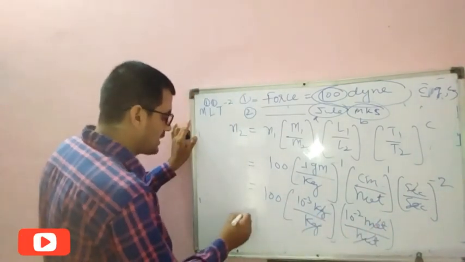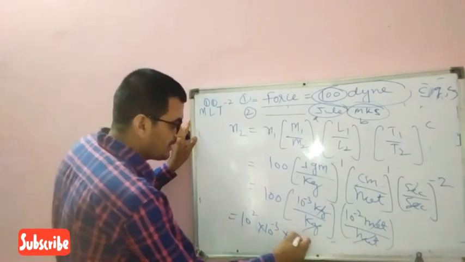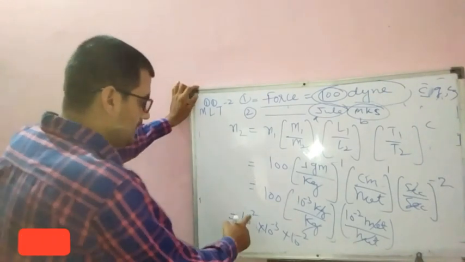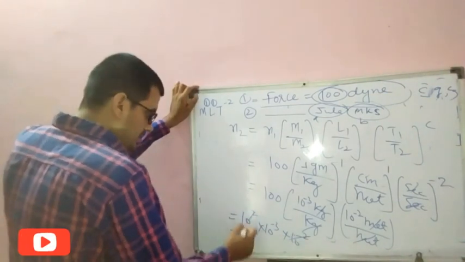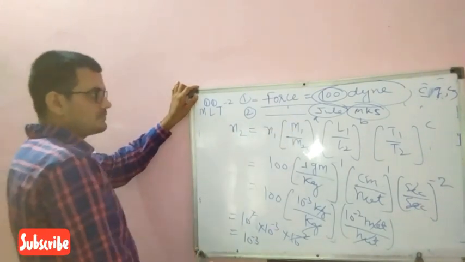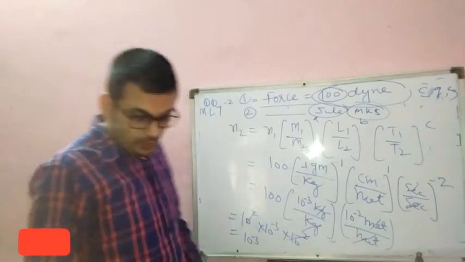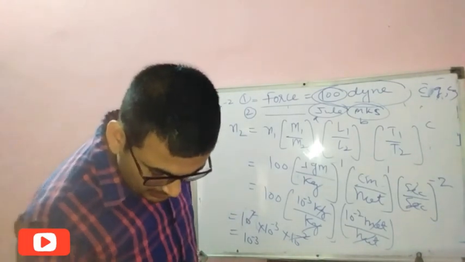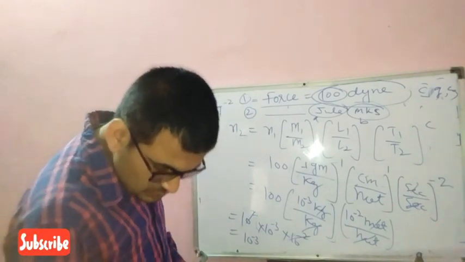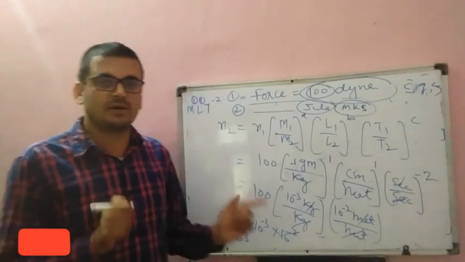So what will it be? 10 to the power 2 into 10 to the power minus 3 into 10 to the power minus 2. So it will be 10 to the power minus 3 joule. So you can say 100 dyne will be equal to 10 to the power minus 3 joule. I hope you understand this question.